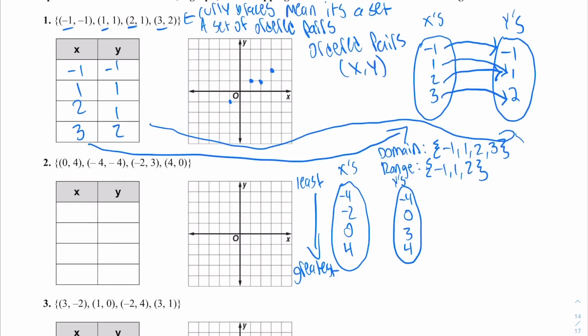And then we do the mapping from those. So -4 goes with -4. -2 goes to 3.